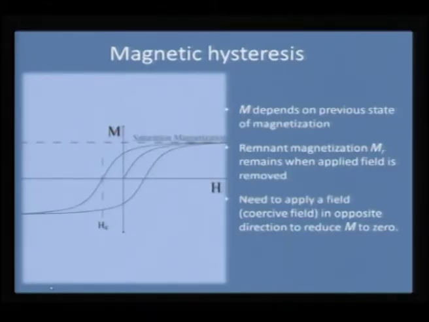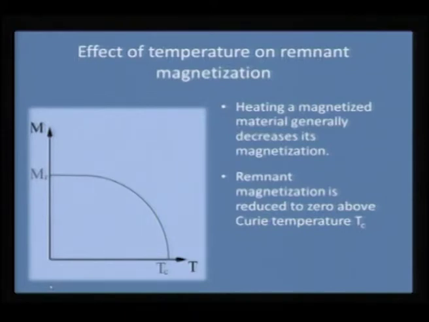So, M depends on the previous state of the magnetization, and remnant magnetization remains when the applied field is removed. Therefore, we need to apply a coercive field in the opposite direction to reduce M to 0, and that is what we saw from the previous slide. Now, magnetization can also be traced as a function of temperature, and if your remnant magnetization is this at temperature 0, then as a function of temperature you can trace your remnant magnetization, and at the point when your MR goes to 0, you call this your TC.